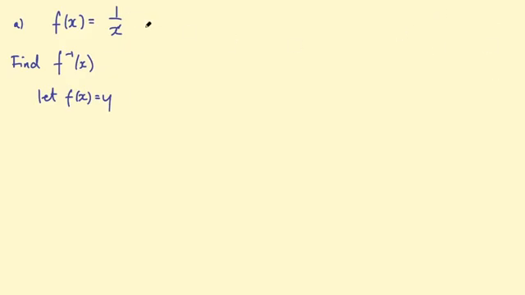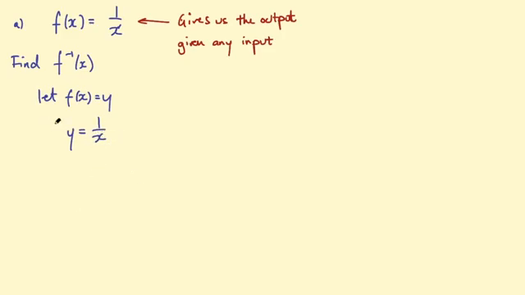Now when we're talking about a typical function, that gives us the output given any input, and what the inverse function does is gives us the input given any output. So first thing we do is we let f of x equal y, in other words the output. So we can say y equals 1 over x and rearrange to get x by itself. So in this case we'll multiply this side by x, so xy equals 1, and then divide by y, so x equals 1 over y.